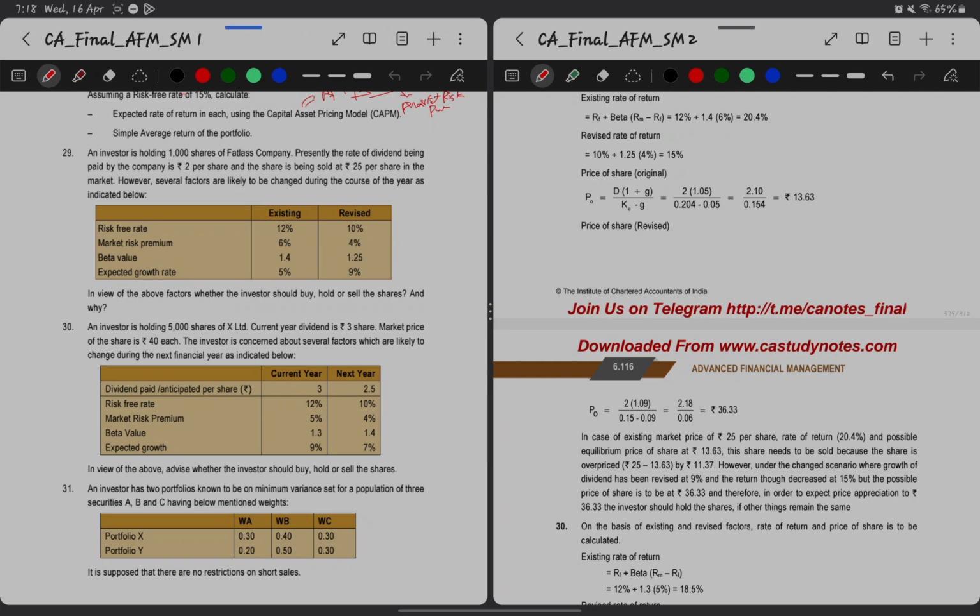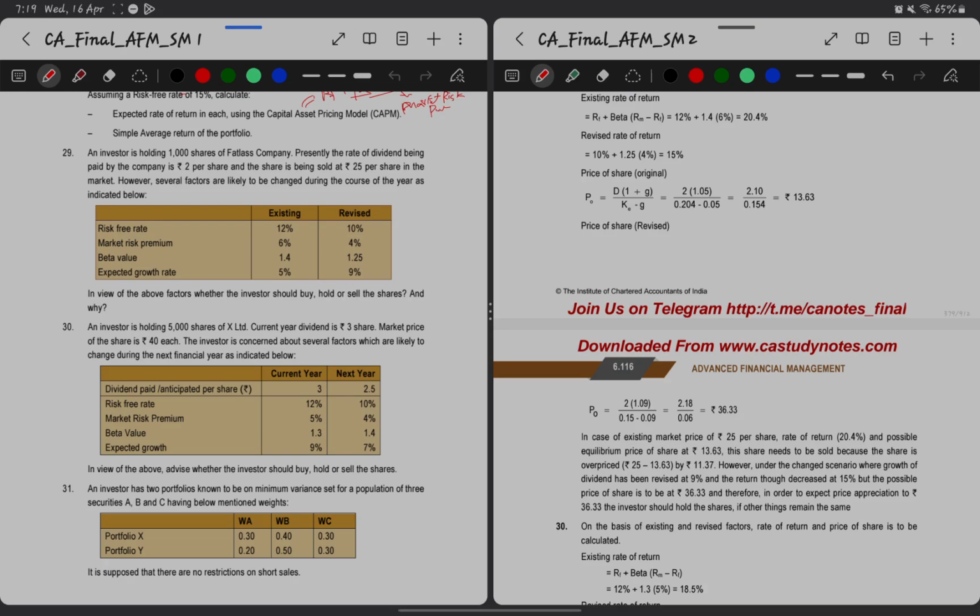Practical question 29. An investor is holding 1000 shares of Atlas Company. Presently the rate of dividend being paid by the company is 2 rupees per share and the share is being sold at 25 rupees per share in the market. However, several factors are likely to be changed during the course of the year as indicated below.